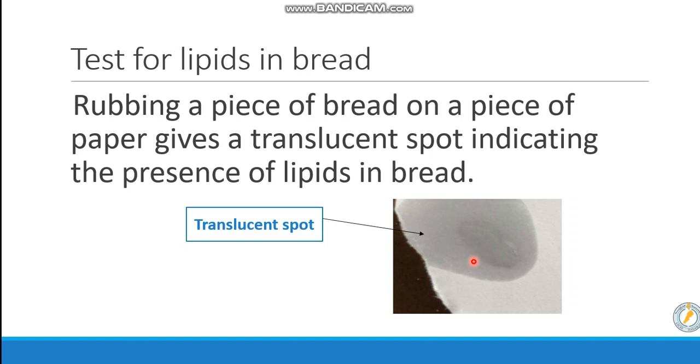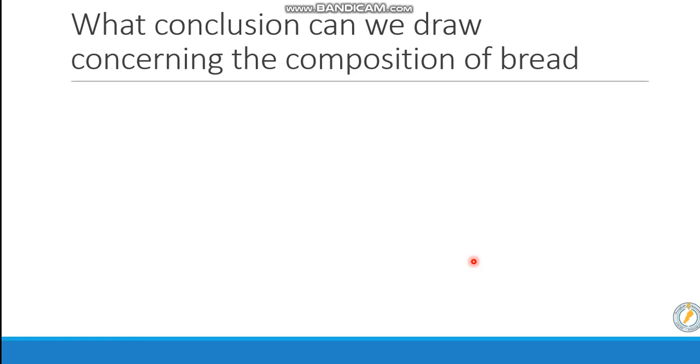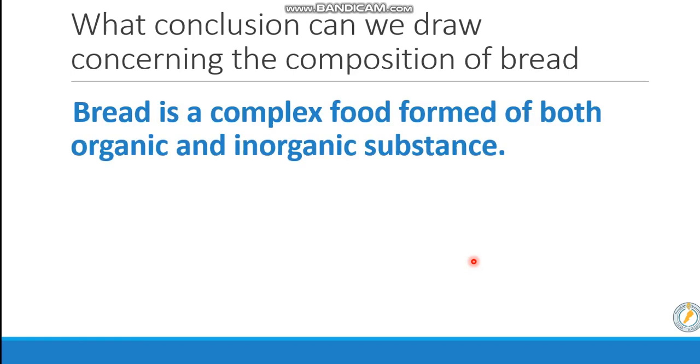What can we conclude? We can conclude that upon the composition of bread, the bread is a complex food formed of both organic and inorganic substances. Organic, which are carbohydrates, proteins, and lipids; inorganic substances, which are water and mineral salts.